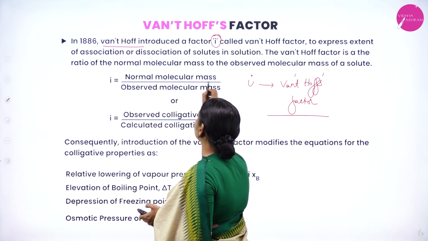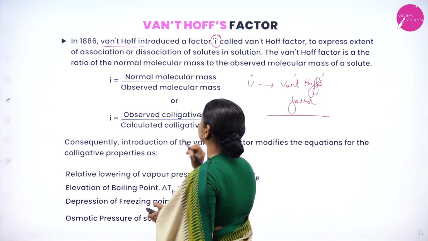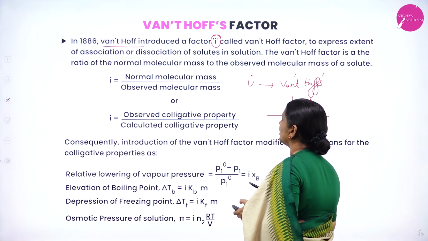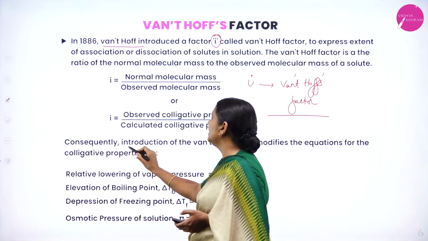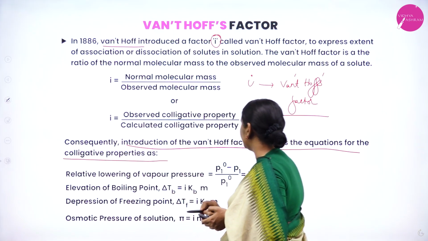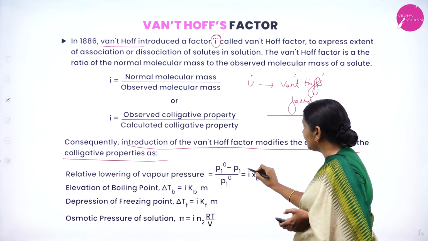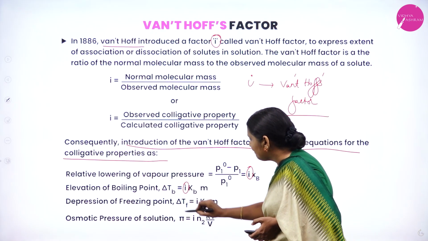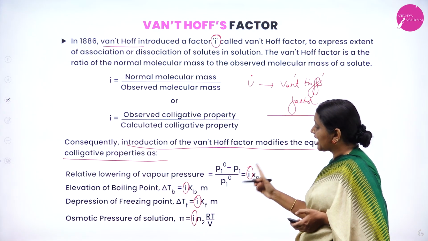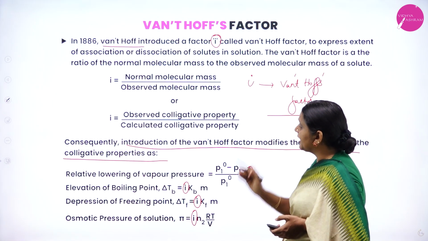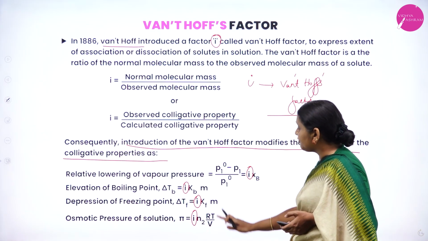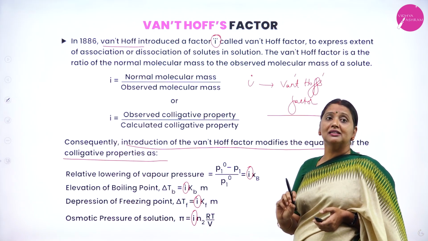i is equal to normal molecular mass divided by observed molecular mass, or i is equal to observed colligative property divided by calculated colligative property. Consequently, introduction of the Van 't Hoff factor modifies the equation for the colligative property. Observe here: the formula is the same as for non-associable and non-dissociable solutes, but multiplied by the Van 't Hoff factor. Whether it is relative lowering of vapor pressure, elevation of boiling point, depression of freezing point, or osmotic pressure, the same formula must be used, but multiplied by i.